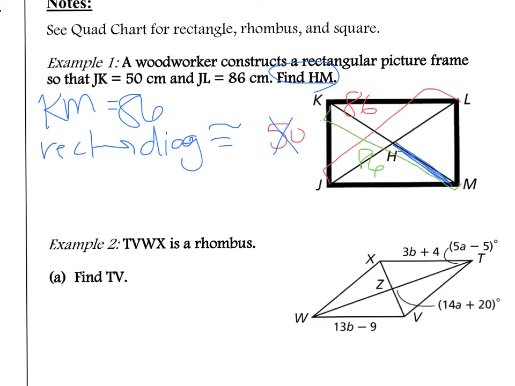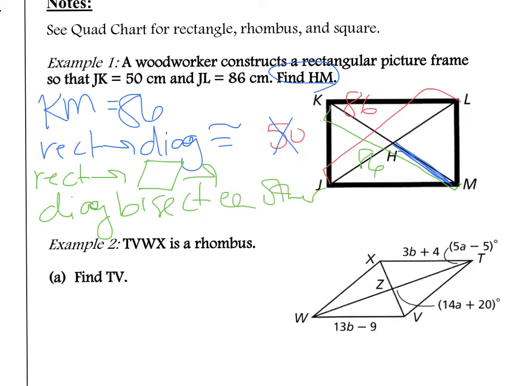Well, if you move up your quad chart, you get to parallelogram. So all rectangles are a parallelogram. We can also use any of the properties that are directly above our figure on our quad chart. So I can also use the properties of a parallelogram here. A rectangle is a parallelogram, therefore the diagonals bisect each other. So HM would be half of KM. These would be cut in half. So HM would have to be 43. So you don't just use the properties of a rectangle. You can also invoke the properties of a parallelogram because a rectangle is just a special kind of parallelogram.